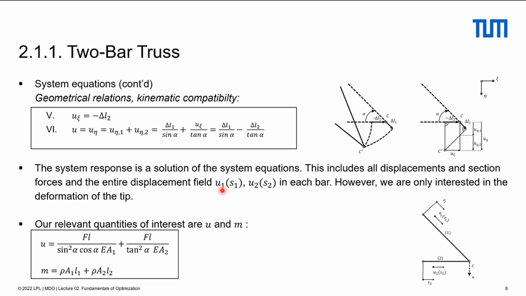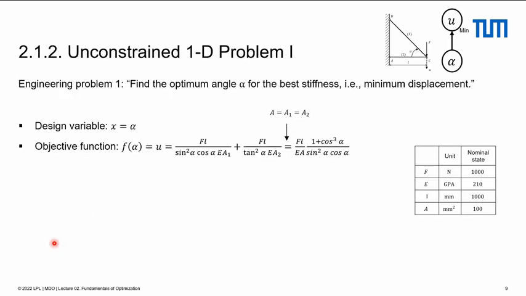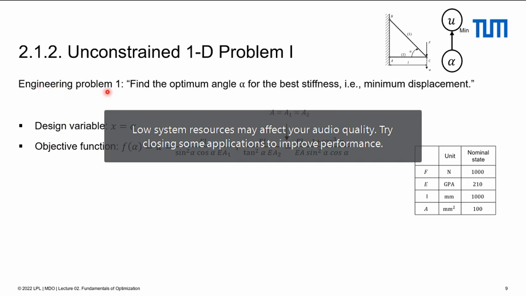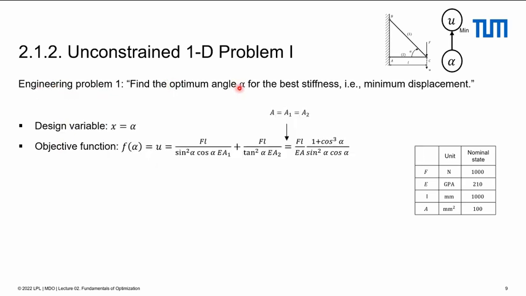You could even express what the entire displacement field would be like, but we'll make the step now directly to the quantities of interest. Our displacement will be given as a function of our design variables, and our mass will also be given as a function of our design variables, these two expressions here. If you don't understand the mechanics, it's not so important. Just make sure that you know what these functions look like. All right, and now let's go to the first engineering problem. It says find the optimum angle for the best stiffness. That means minimum displacement.